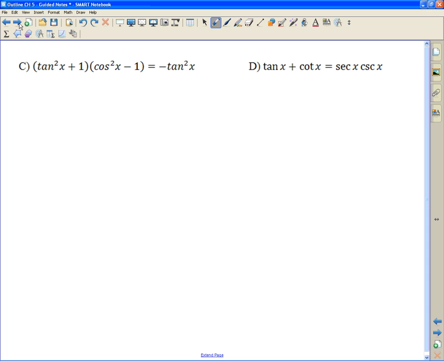Okay, I'm going to let you take the opportunity to try both of these on your own. You might get stuck, but go ahead and try them so that you can get started. Go ahead and hit pause and try each of them.